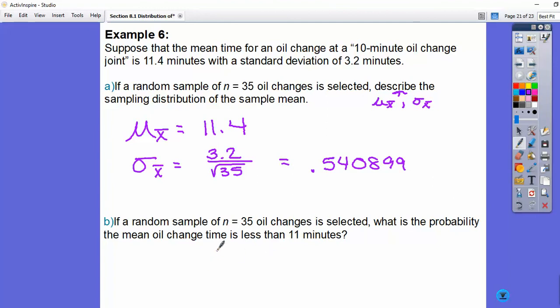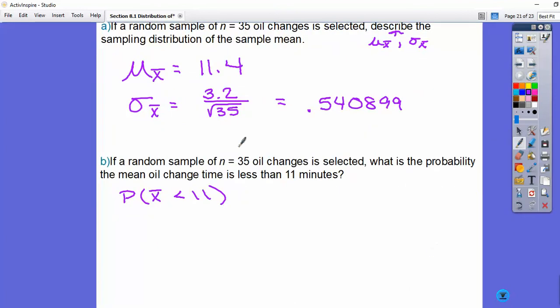B. If a random sample of 35 oil changes is selected, what is the probability the mean oil change time is less than 11 minutes? So I am asking you for the probability that the mean, x bar, is less than 11. Now, if we know it's normal, then we can change it to a z. Have I told you anywhere that this is normal? No, but n is 35. So since n is greater than 30, it is approximately normal.